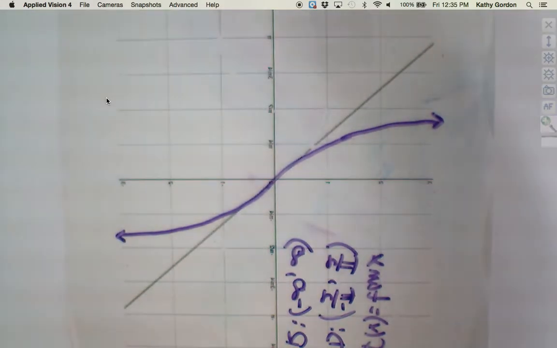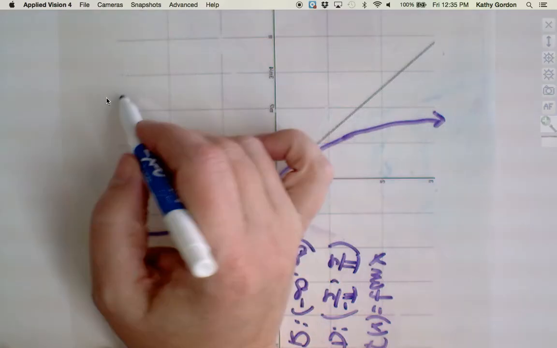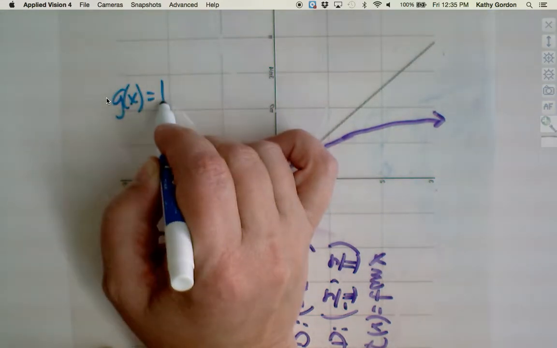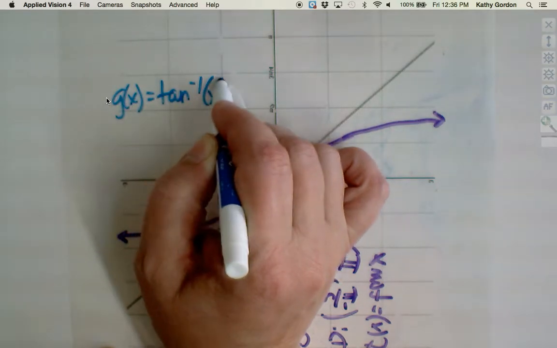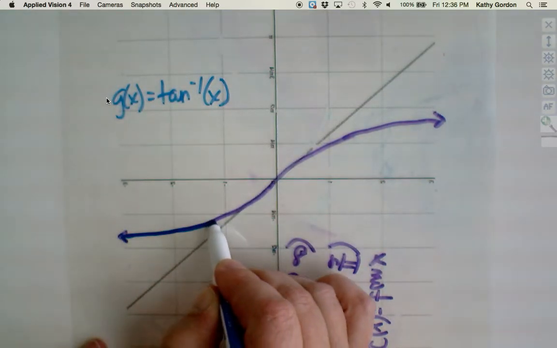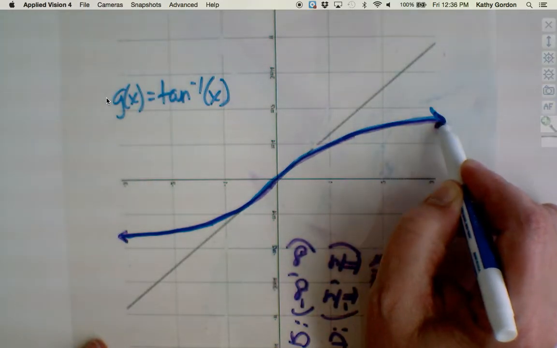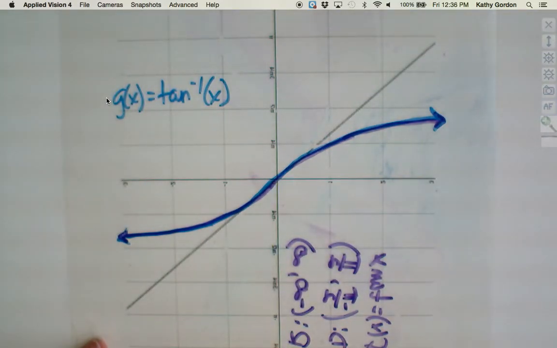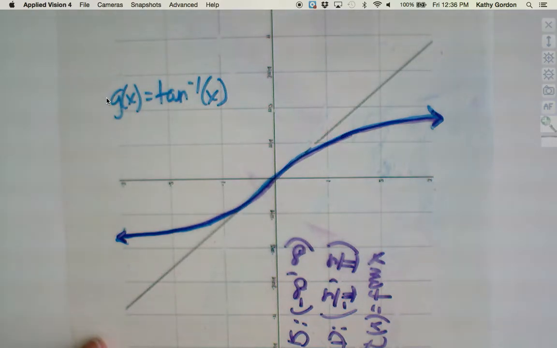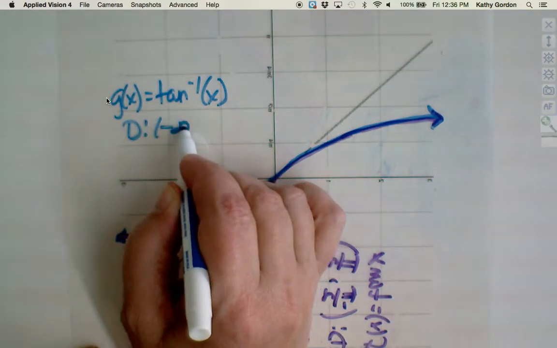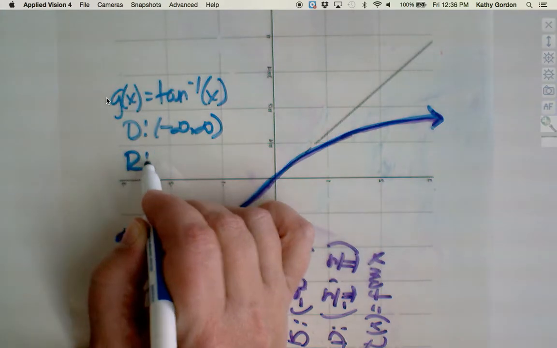All right, so let's flip that one. So inverse tangent looks like this. A little bit like cube root. Except that it can't keep going up and down as far as it wants to. It's limited. But it's got that kind of shape to it. What now is my domain for inverse tangent? And what's the range going to be?